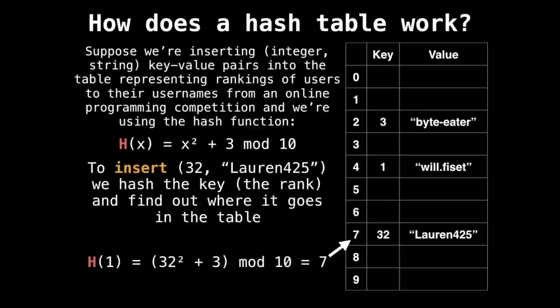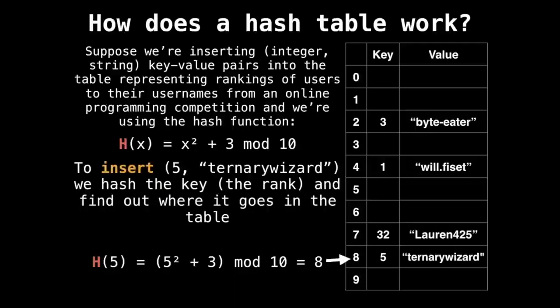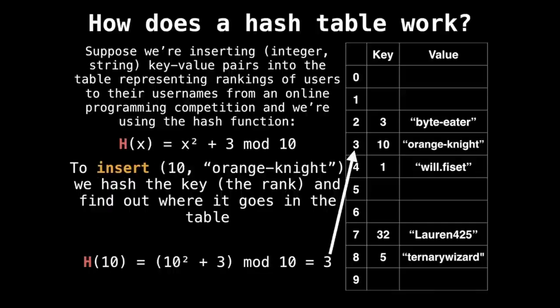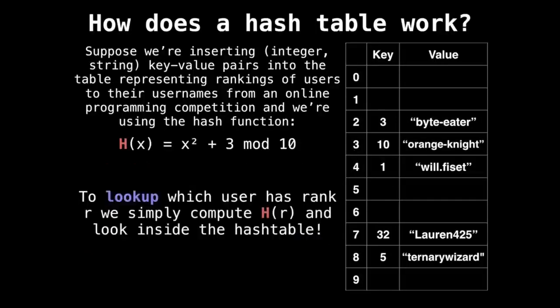Next, if we want to insert Lauren, 425, who's got rank 32, again we hash 32, and we put her in the table where she goes. Then we can do the same thing for Ternary Wizard, who has rank 5, and insert Orange Knight, again by hashing the key, finding out where it goes. So as we keep doing this, we keep filling the table, but eventually we're bound to have a collision.